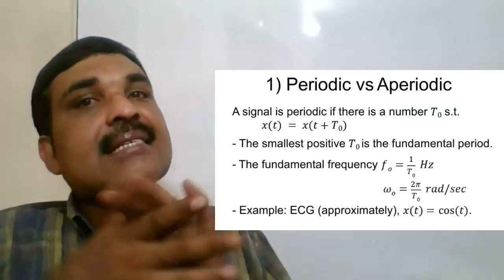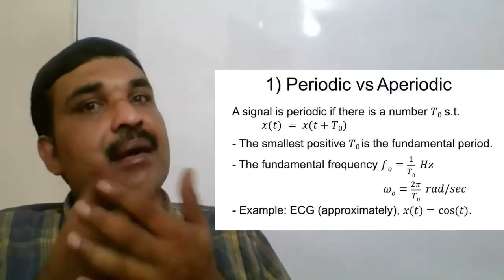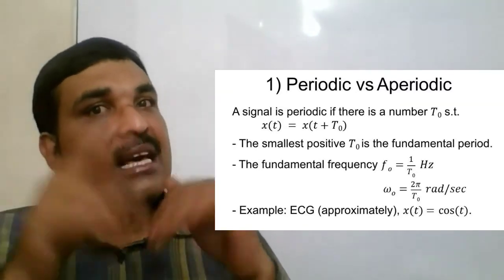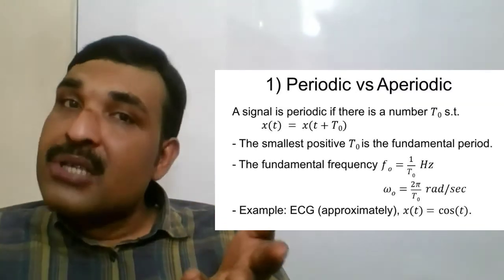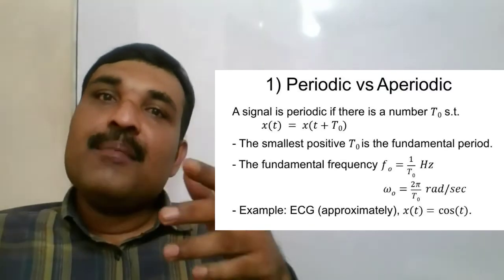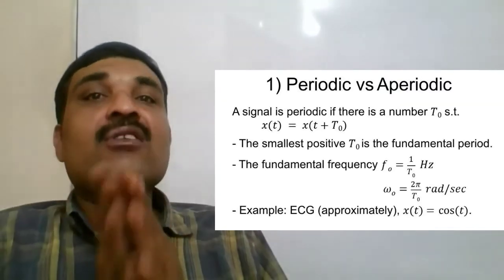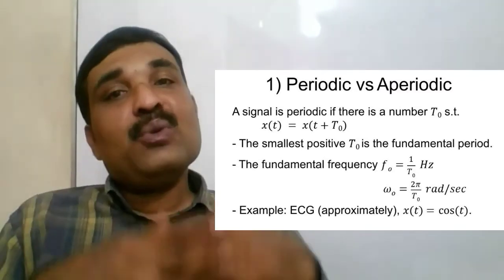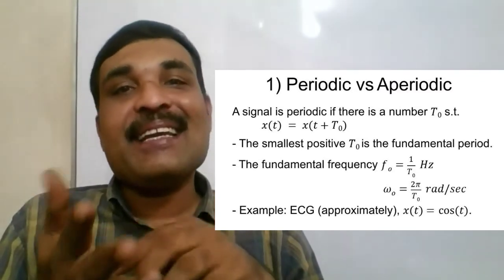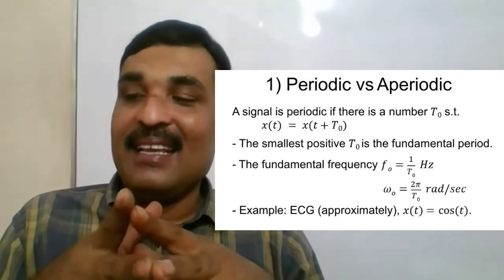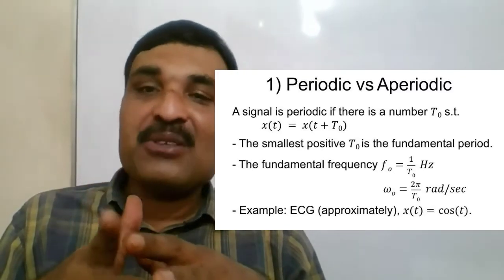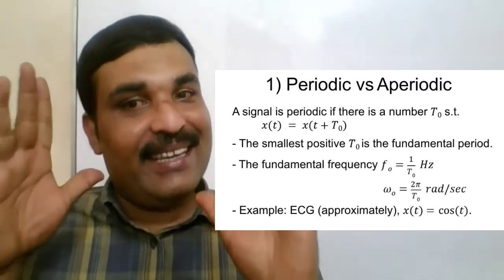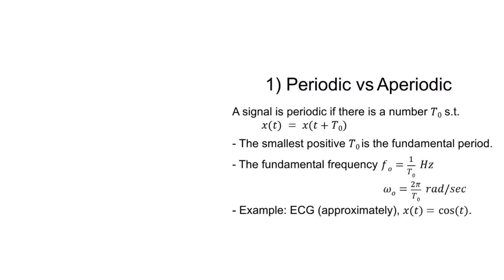Okay. First is periodic versus aperiodic signal. In general, a periodic signal can be represented as x of t is equal to x of t plus t naught, where t naught is the period of the signal. So after each t naught, that is t naught, 2t naught, 3t naught, 4t naught, the signal will repeat itself. And the smallest period, that is called the fundamental period of the signal.